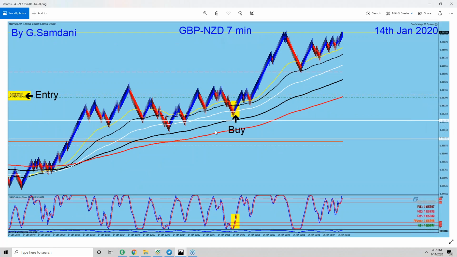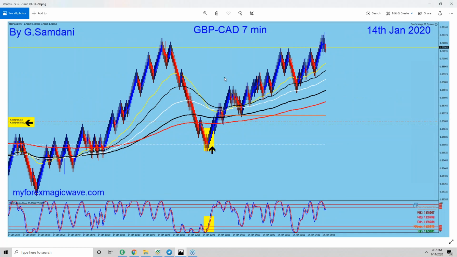This Pound Newsy, it's yellow above the black, yellow above the red. Beautiful trade, entry and trade all the way. Then you see some of them like this one, yellow just came down below the black, but it's still above the red. I knew that all the other analysis was going to go up, and it did. Nice and clean, my buy over here.